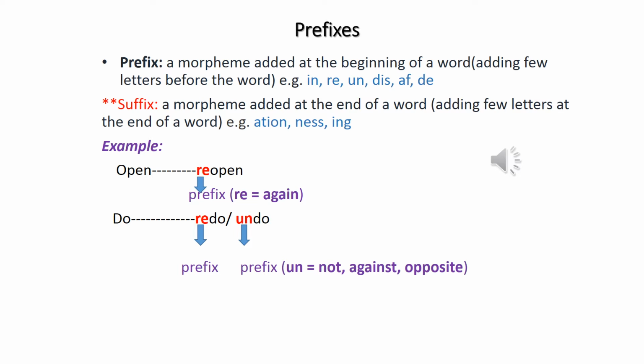Open the door. We know the meaning of open the door. Reopen the door, for example, means open the door again. Reopen is a word and we add re to the word open. Re is a prefix and it has a meaning. Re means again. Re here is a morpheme. Why is it a morpheme? Because it is the smallest meaningful unit of a word.